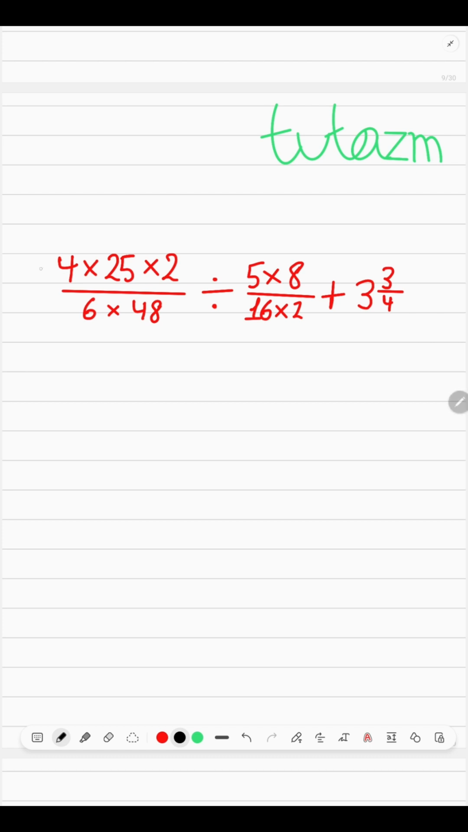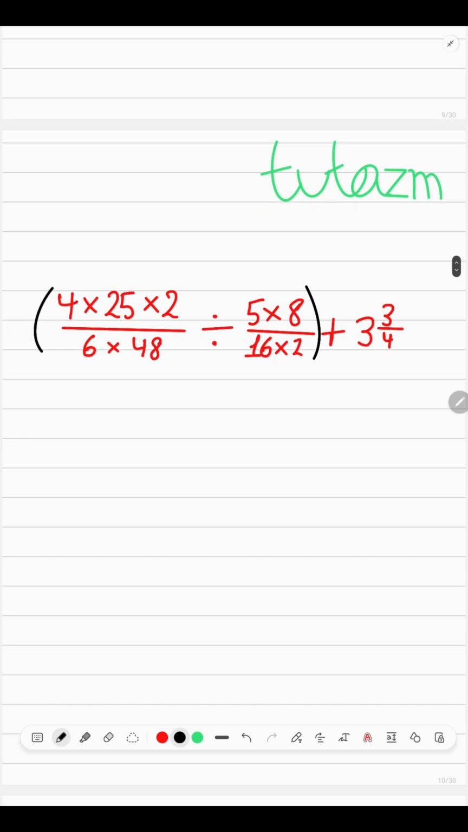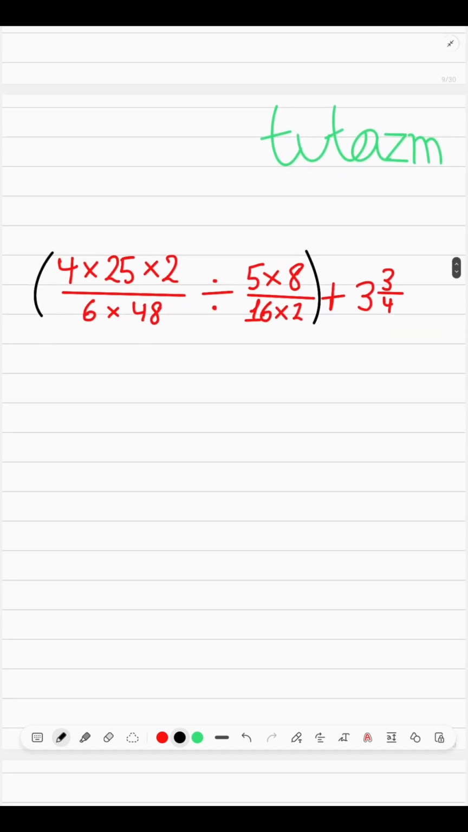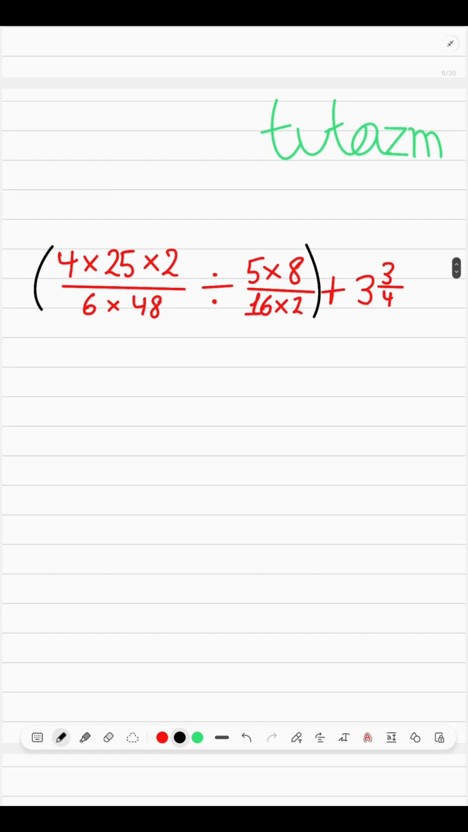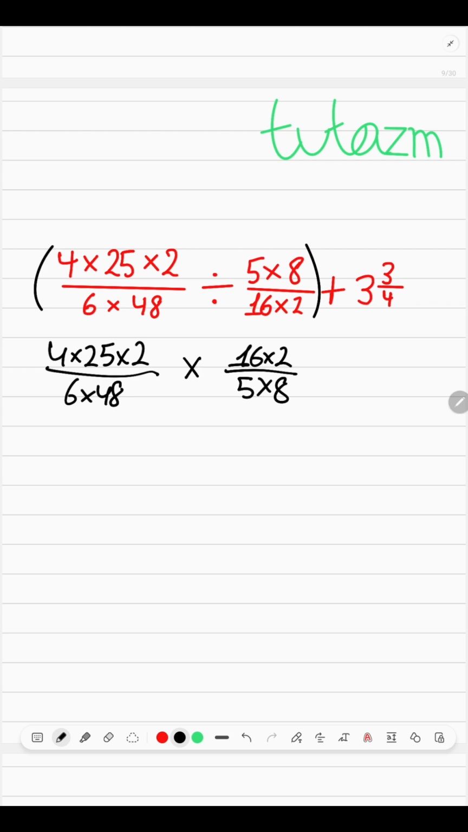Alright, so because of BIDMAS, we're going to look at this part here first before dealing with the mixed number on the right. So taking a look at this part here, since it's a division, we can do keep, flip, change. So we'd keep the first fraction, keep this fraction, and the last one would be flipped, and then you change the sign into a multiplication, and that is added to 3 3/4. We don't really care about that at the moment. What we do care about is this bit in the beginning.